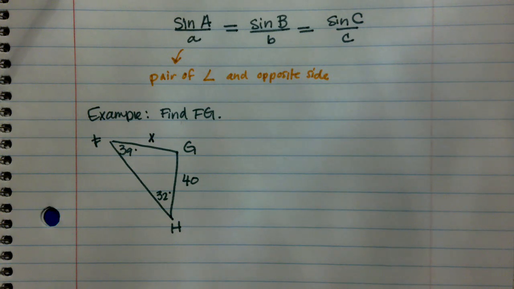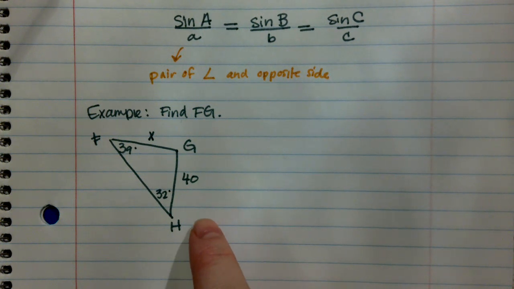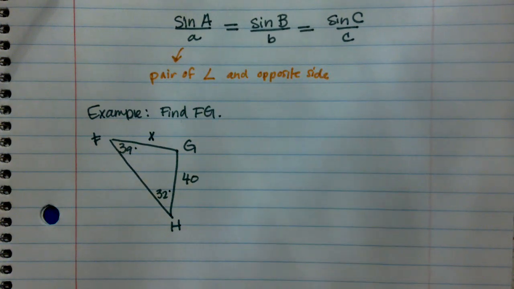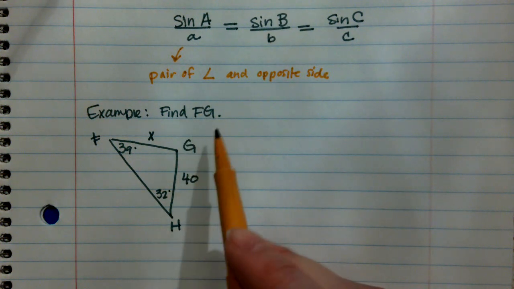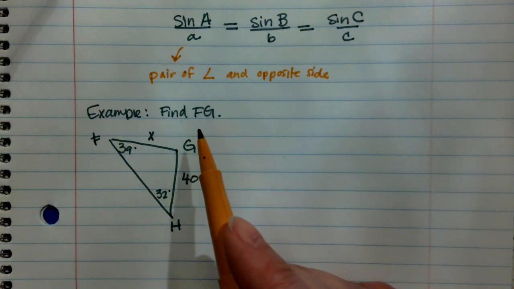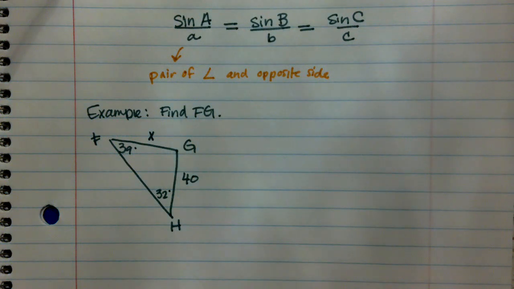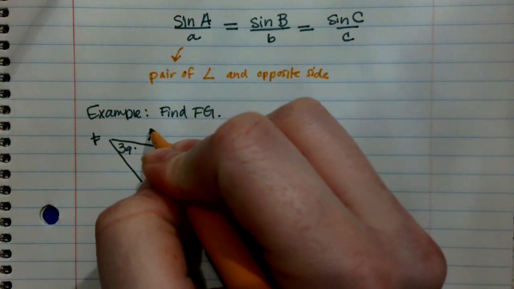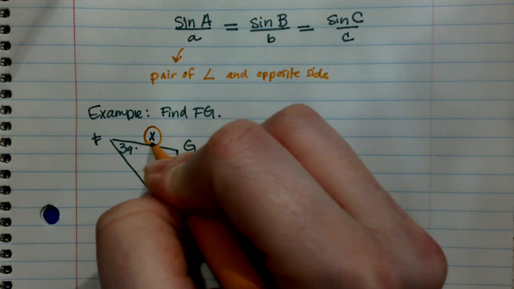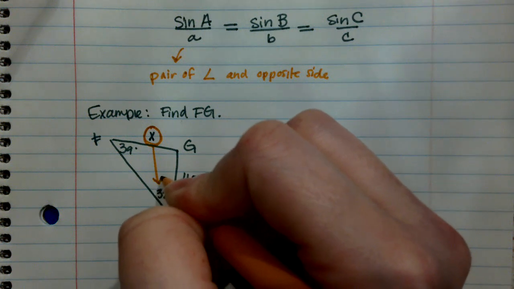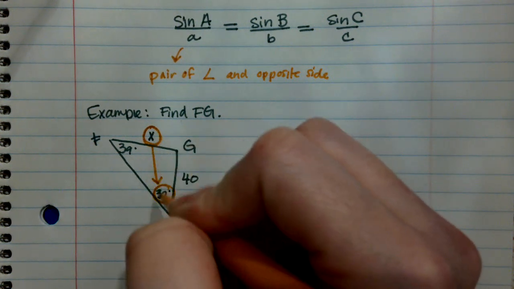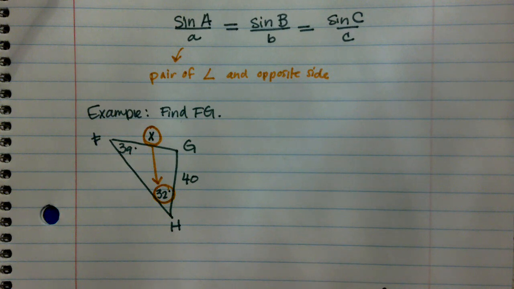And all I really need to do is find two pairs of angles and opposite sides to use for my formula. So always start with what you don't know, what you're trying to find, because you need that to be part of your pair. In this case, we want to find FG. And then its matching angle is across from it. The angle and side that match are across from each other.